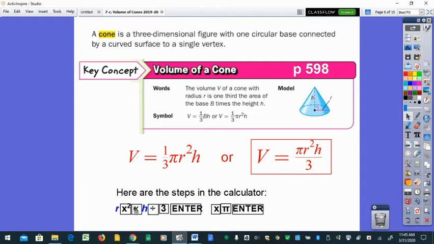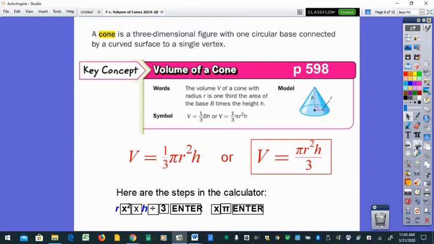Here are the buttons on the calculator that you would use. So you would put in your radius. What is the distance from a point on the edge of the cone to the center of the base? That's the radius. And you would square it. You'd hit the x squared button. You'd multiply it by the height. How tall is the cone running from the vertex to the center of the base? That would be the height. And then we're going to divide it by 3, and then you hit enter. Now, if you were to stop right there, that number would be your exact answer with a pi written after it. Once you hit times pi, you're going to be approximating the volume of the cone.